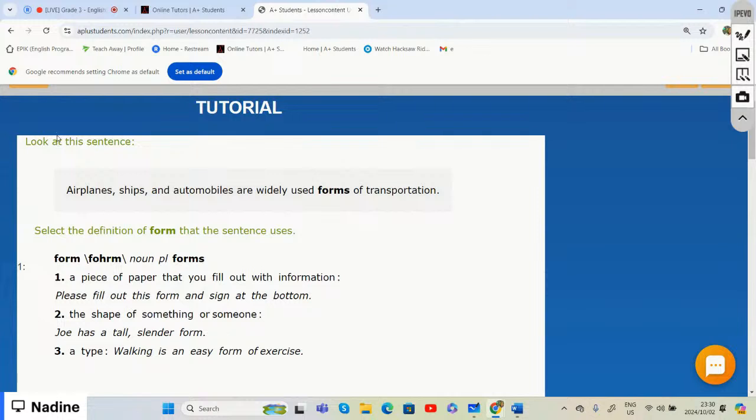We need to look at the sentence, right? And select the definition of the word form that this sentence specifically uses. If we look at the three definitions, one of our definitions needs to match the word forms based on the forms of transportation.